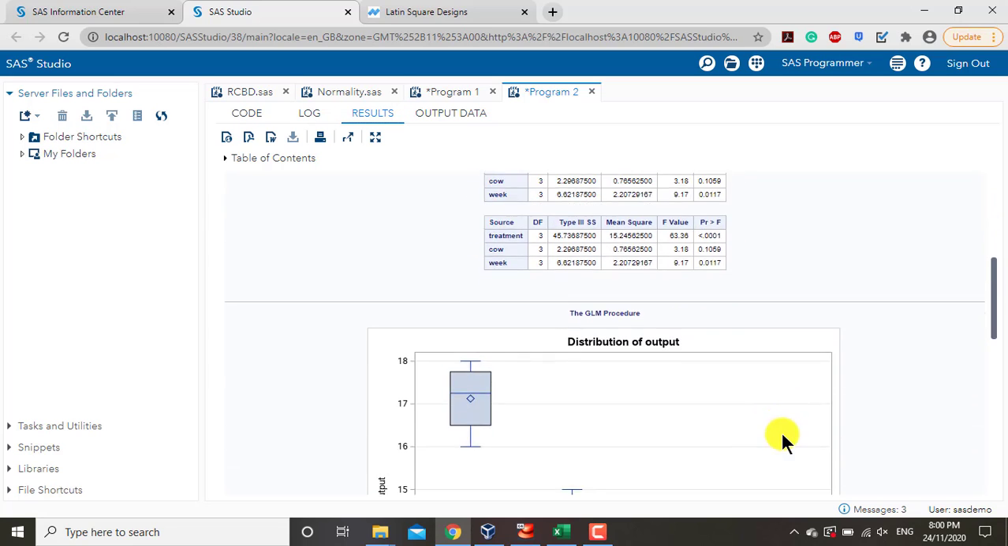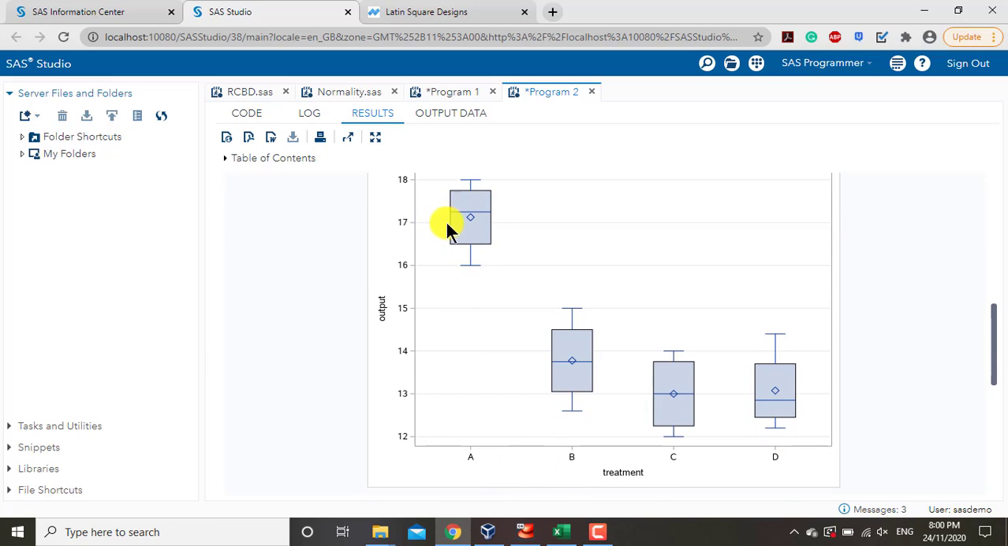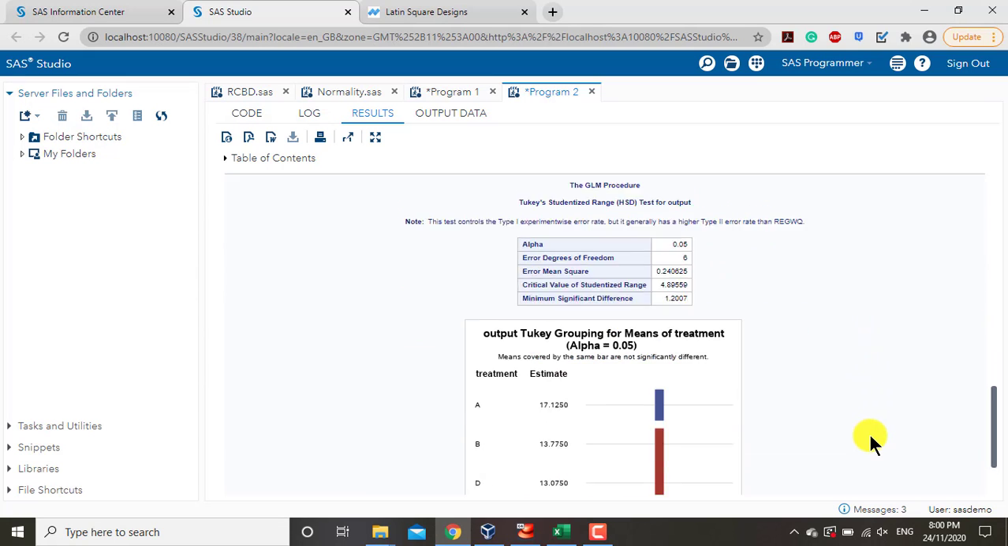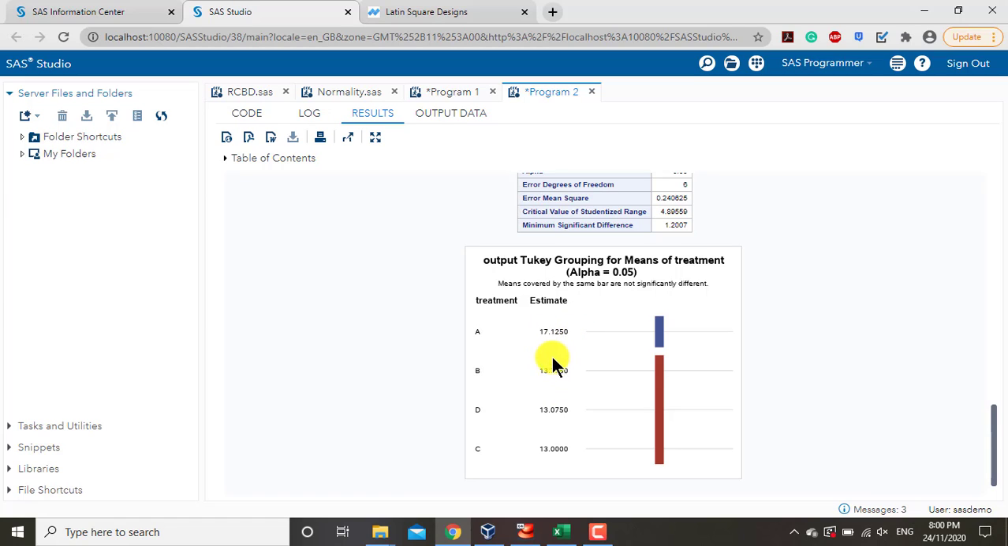And if you go down, that is the mean for treatment A, that is the mean for treatment B, that is the mean for treatment C, and that is the mean for treatment D. It looks like treatment A is significantly different from all other treatments, as you can see here. It says means covered by the same bar are not significantly different. B, C and D are covered by the same bar, which is red. So that means B, C and D are not different, but A is different from all others. That means the output of treatment A was higher than the output of treatments B, C and D. So A is either better or worse, depending on what kind of experiment you have conducted.